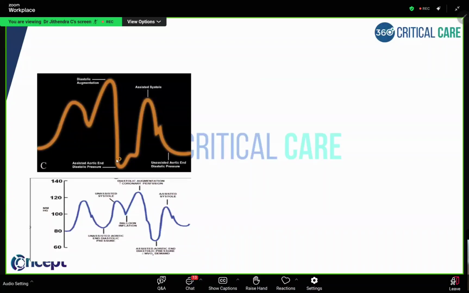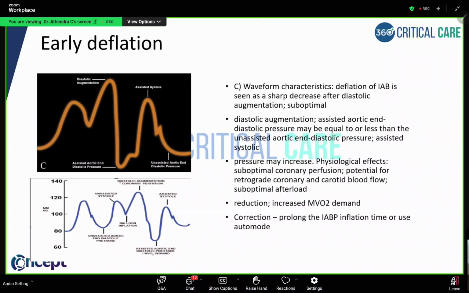So what is happening here? It is early deflation. So the balloon is getting deflated too early. That means it was supposed to provide some support, but before it could complete its support, it has already deflated. So what is happening because of that? You don't get significant diastolic augmentation, so it is not very effective, and the afterload reduction doesn't happen.